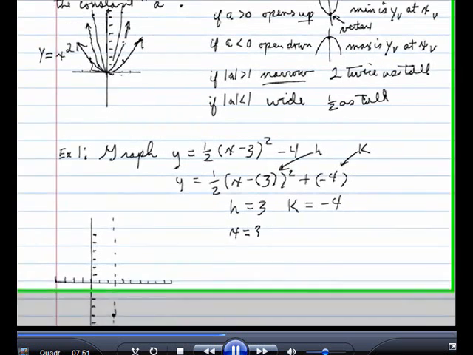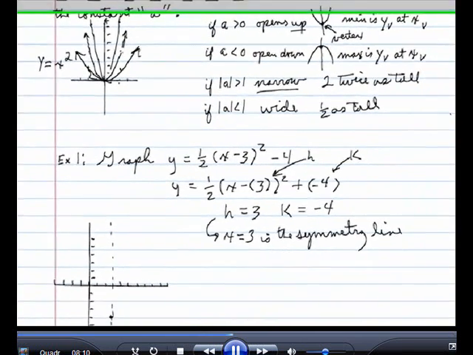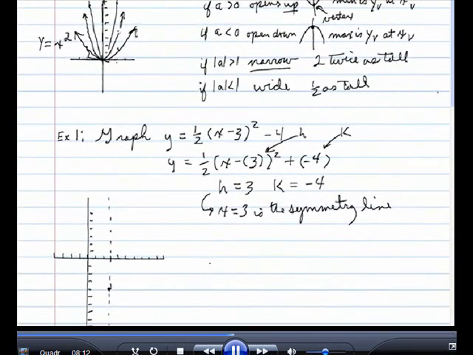The line x equals 3 is the symmetry line for the parabola, so the vertex is going to be somewhere along this line. Our k is negative 4, so our vertex is right here. Now we need another point to be able to finish this parabola, and an easy one to find is the y-intercept. Now, of course, if my vertex was on the y-axis, I'd need a different point. But my vertex is off the y-axis, so the y-intercept may do the trick here.